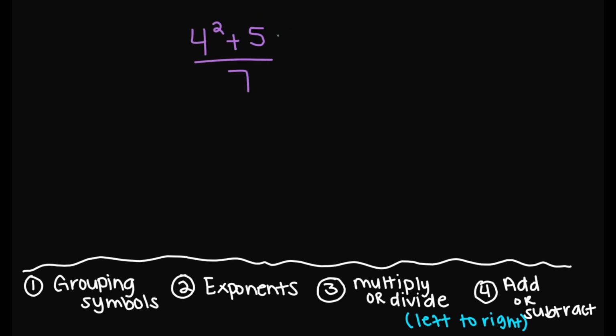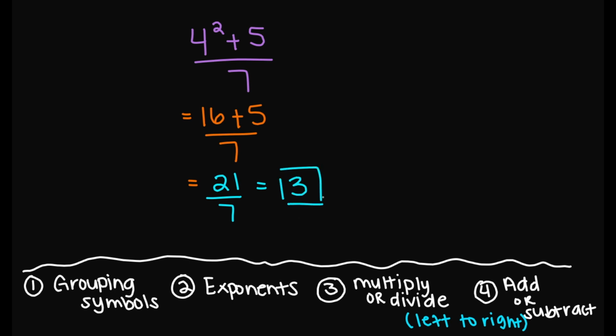Let's look at this example here, 4 squared plus 5 divided by 7. So first, we are going to take care of our exponents. So I have 4 squared. This is going to equal 16. And then plus 5 divided by 7. 16 plus 5, this is going to equal 21. And then divided by 7, 21 divided by 7 is 3. So your final answer here is 3.